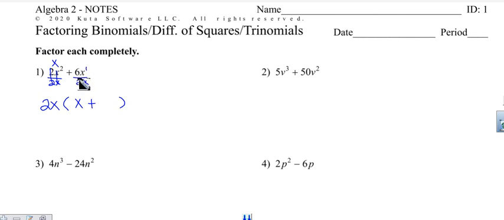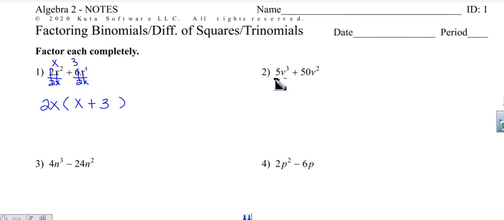2 divides into 6 3 times. And when the variables divide evenly, it is a 1, but 3 times 1 is still just 3. You can always check your work by distributing your 2x to see if you get the original problem. If you do, you've done this correctly.